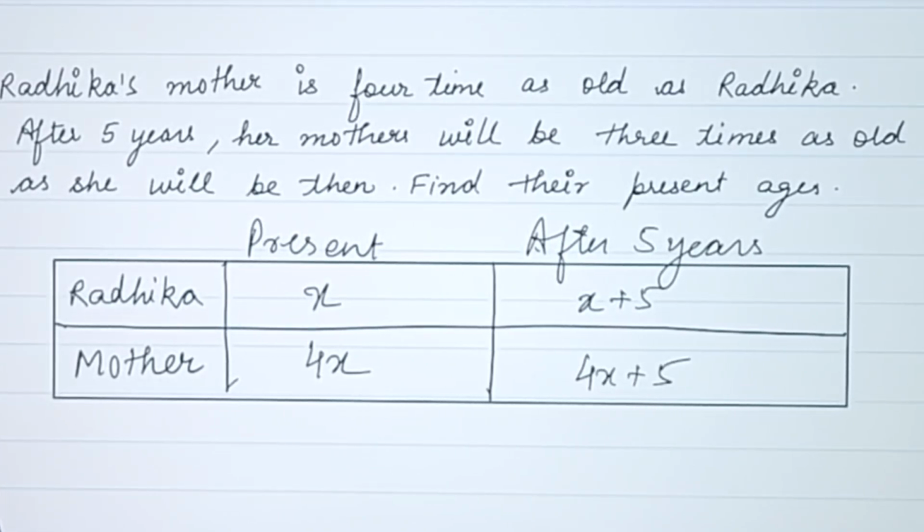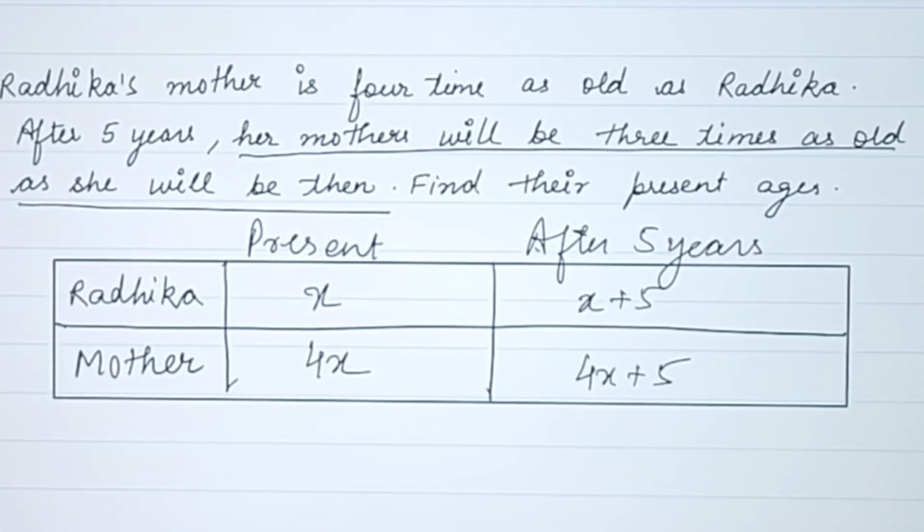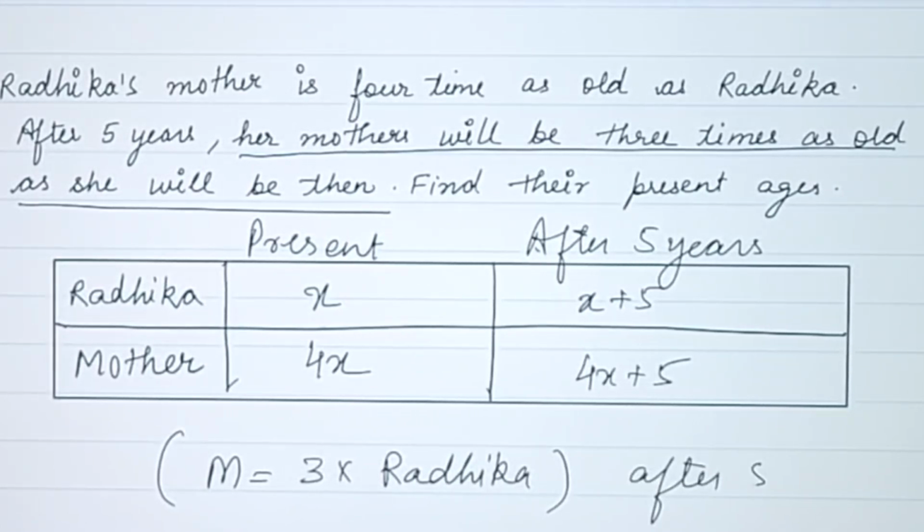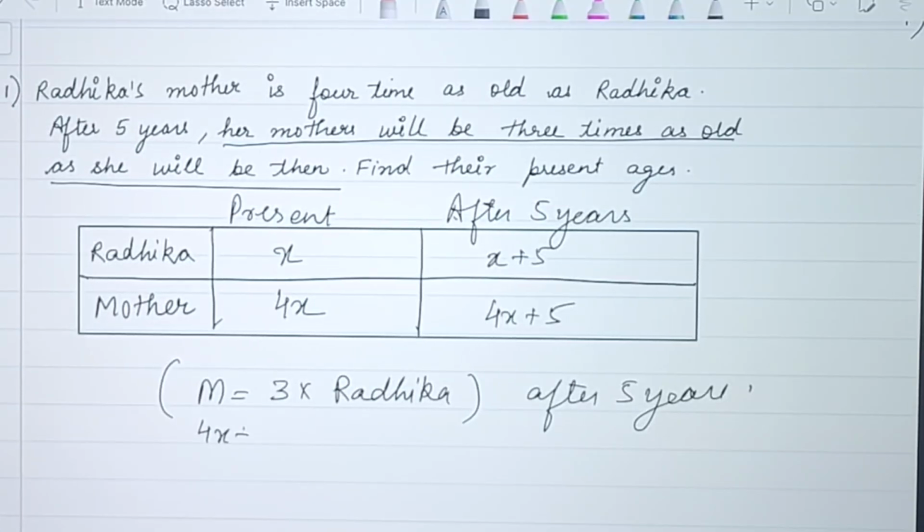Now we see the relationship. Her mother will be 3 times as old as she will be then. So mother will be 3 times as old as Radhika after 5 years. This is the case given to us. Mother's age after 5 years is 4x plus 5. Radhika's age is x plus 5. So we do 3 into x plus 5. This becomes 3x plus 15.